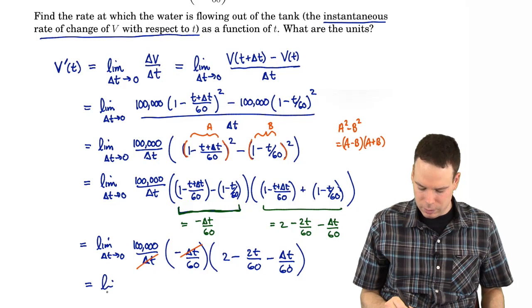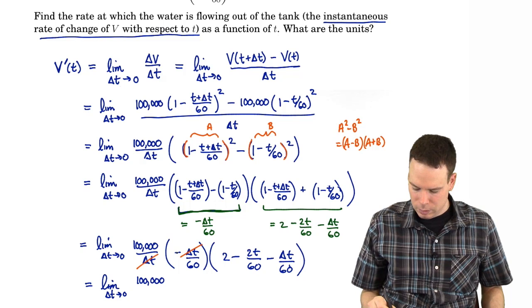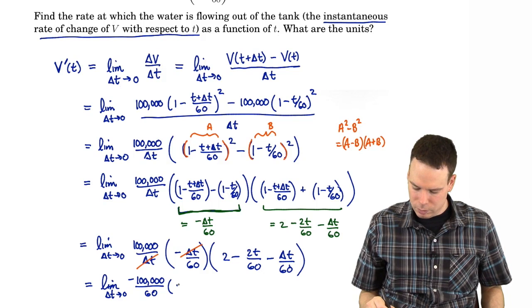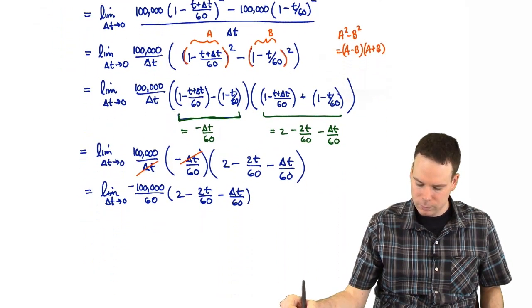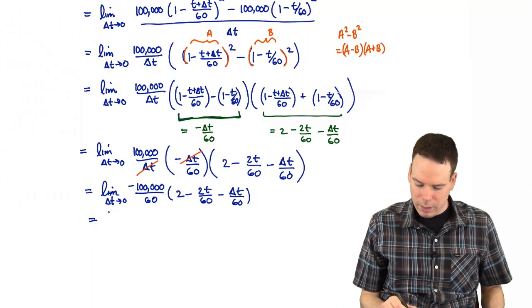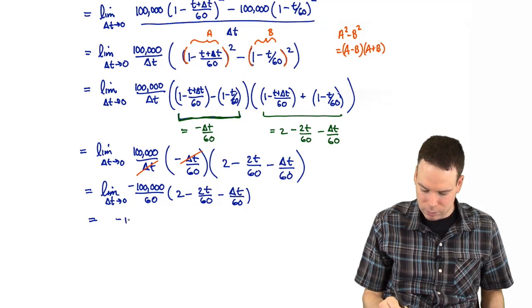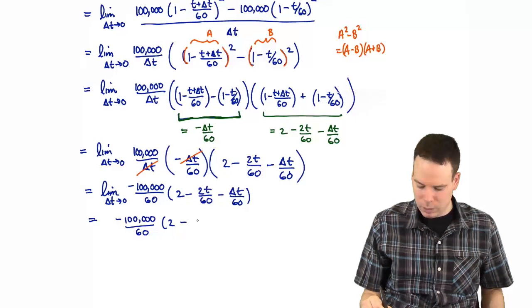So this becomes the limit as delta t goes to 0 of 100,000. And there's a negative, so I'll bring that out front. There's a 60, put that downstairs. There's a 2 minus 2t over 60 minus a delta t over 60. And now as delta t goes to 0, the only place delta t appears is in that last term, so it goes to 0. So this is negative 100,000 all over 60 times 2 minus 2t over 60.